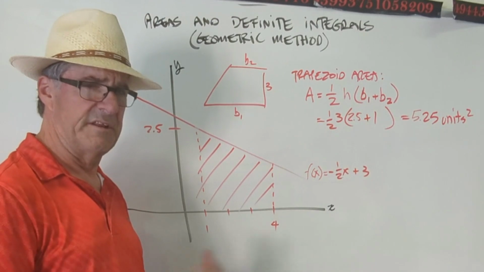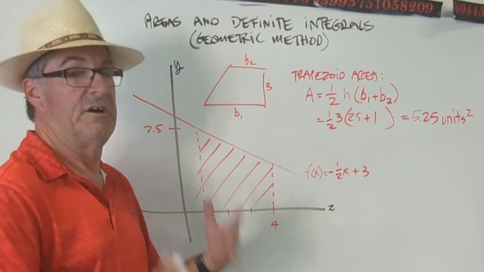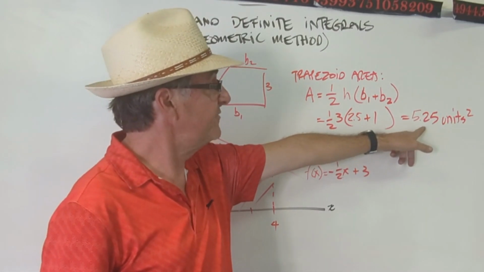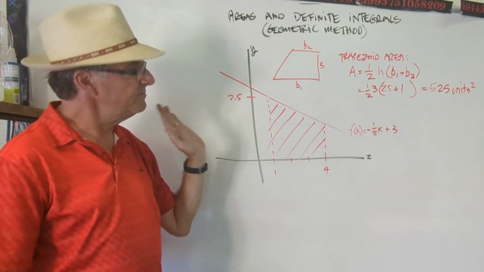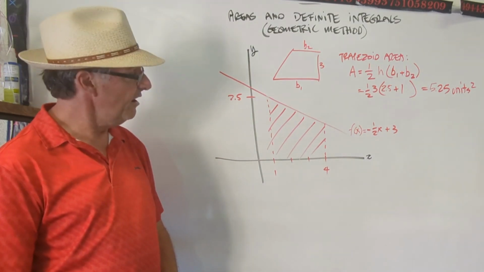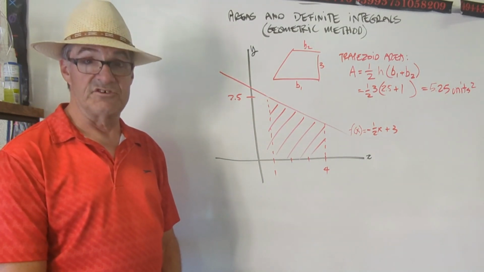So I had to pause for a minute and think about that. Should have been able to do that right on the fly, but I choked. Oh well. So the area is 5.25 units. Now I haven't given you units in this example, so I'm just going to say units squared for the area. Beautiful. Now let's do this as an integral.